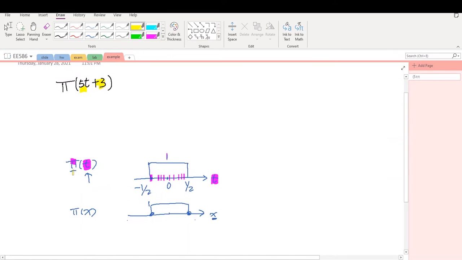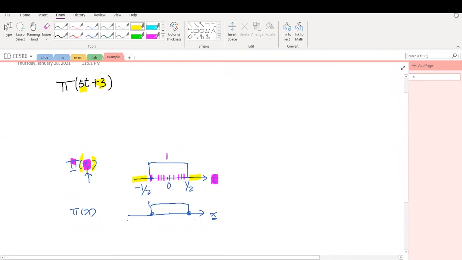This is the signal we defined in the basic signals. We know pi of t is rectangular. When t is in minus half to half, the value is 1. And beyond that range, everything is 0. Now, notice that this is the function argument. Anything inside this bracket is the function argument.